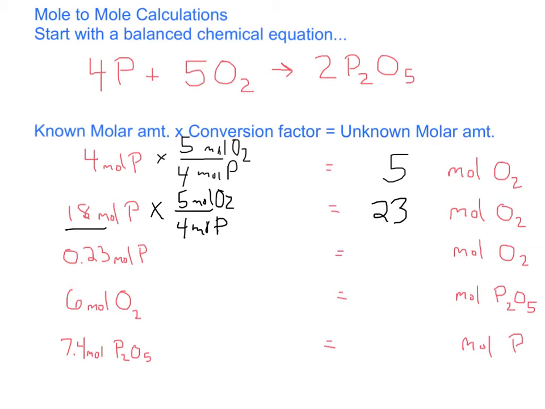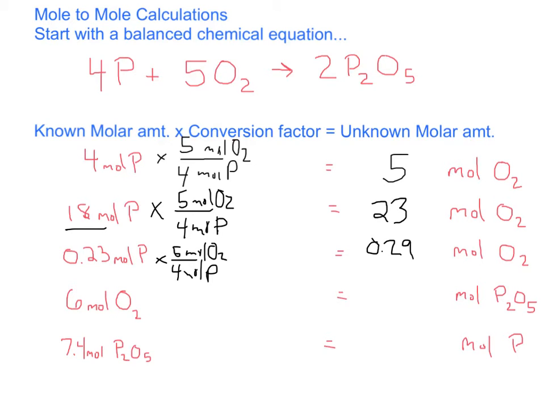All right, now what if we have a smaller amount, like less than 4 moles? We have 0.23 moles phosphorus. How much oxygen is going to react with that? Again, it's 4 moles P to 5 moles O2. And this comes out to be 0.29 moles of O2.